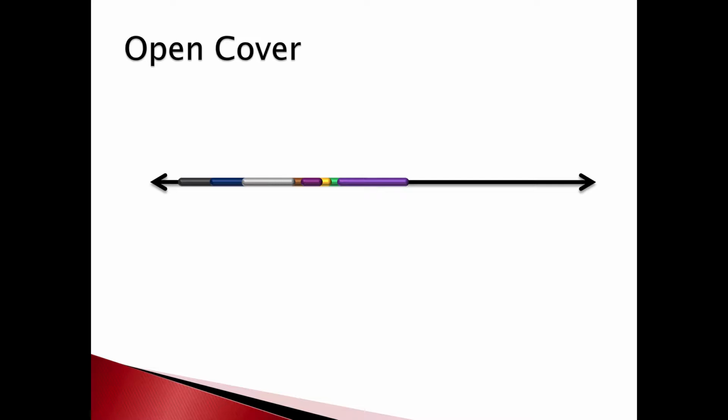So another way of saying that it's covered up the blue set is that if I took the union of the purple and the green and the yellow and the white and all of those other colored open sets there.